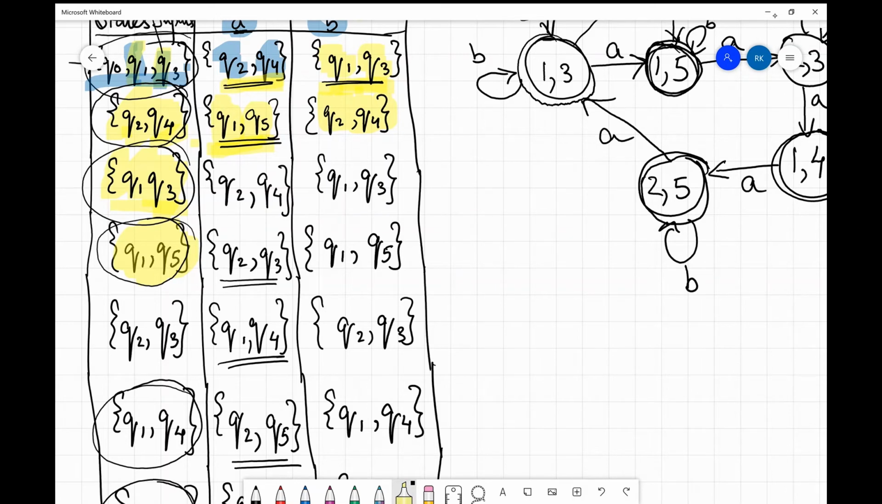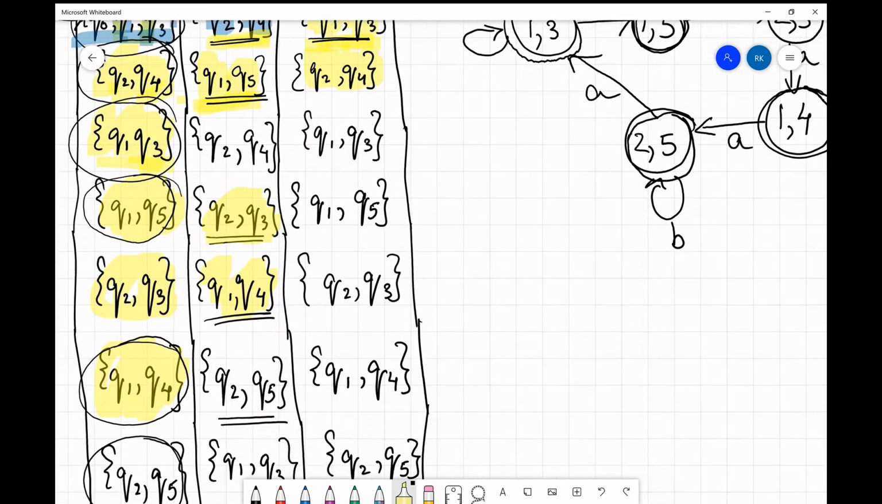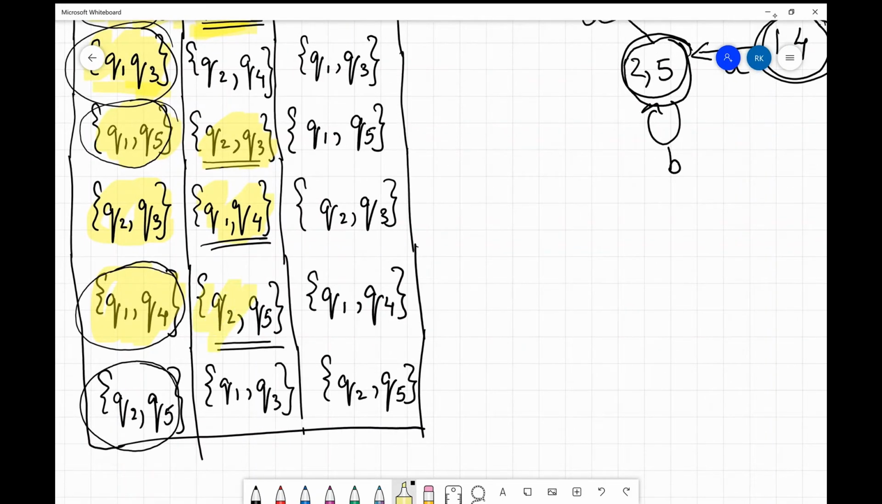But when you process Q1, Q5, you reach another new state, which is Q2, Q3. So I take it over here again, Q2, Q3. When I process Q2, Q3, I reach another new state, which is Q1, Q4. I take it again over here. With Q1, Q4, I reach another new state, which is Q2, Q5. I take it again over here. But with Q2, Q5, I do not obtain any new state. I obtain Q1, Q3, which has already been covered, and Q2, Q5, which is the same state. So the procedure ends over here.